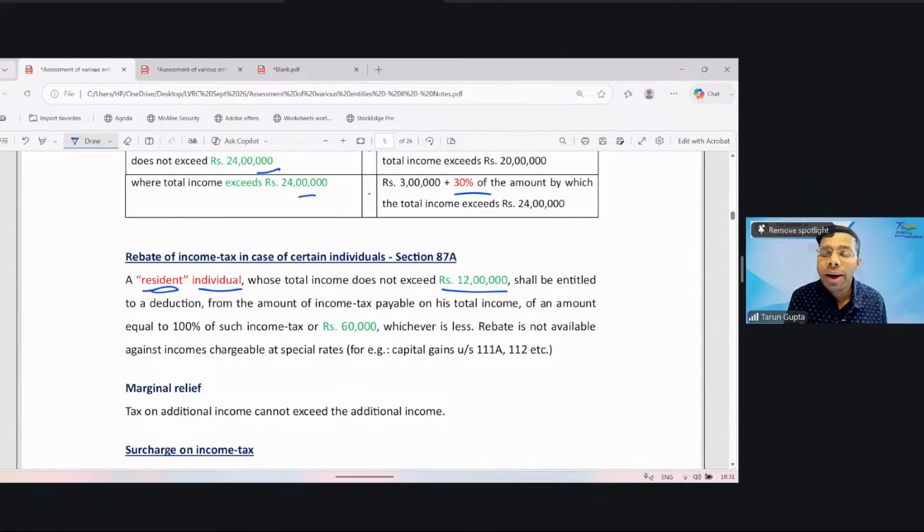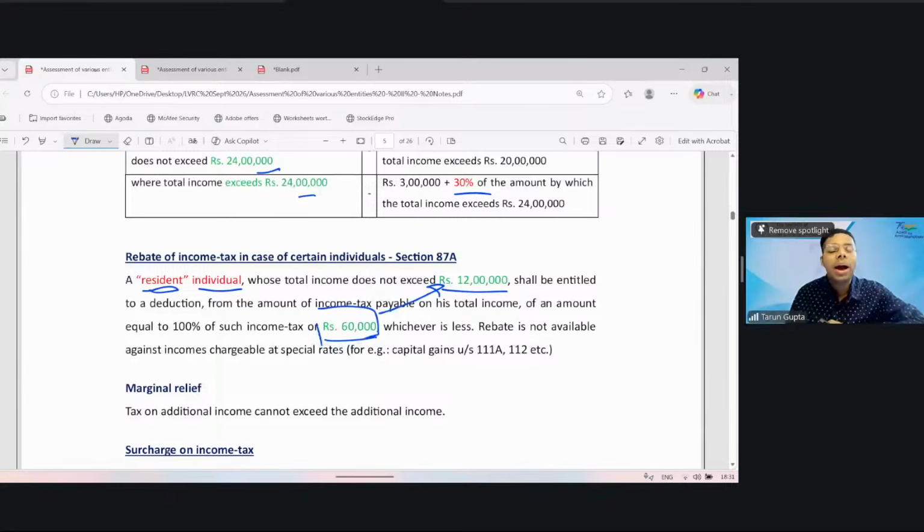So what is the amount of rebate? 100% of such income tax liability, or rupees 60,000, whichever is less. So the maximum rebate is 60,000. What is the 60,000? This is the tax on rupees 12 lakh. So if your total income is up to 12 lakh, then under the new regime, there is no tax if there is no special income.